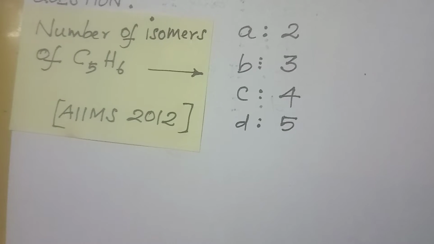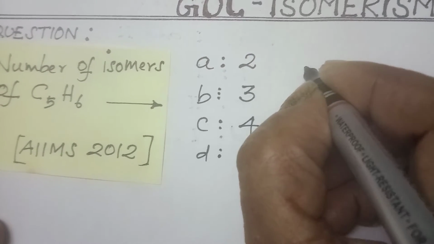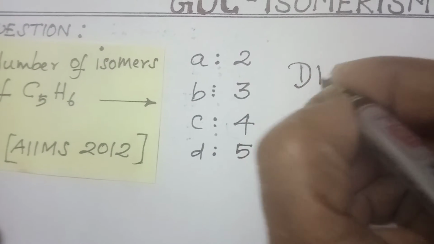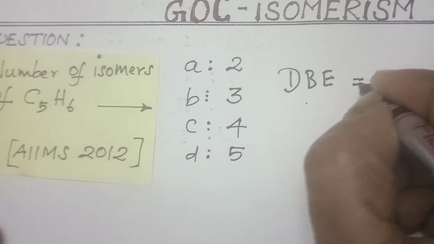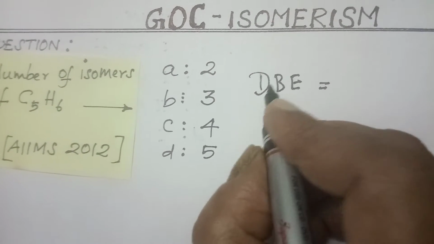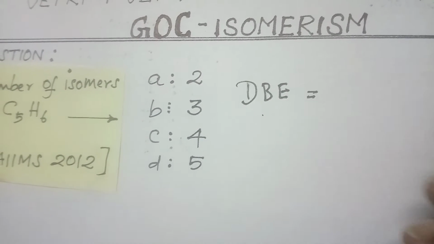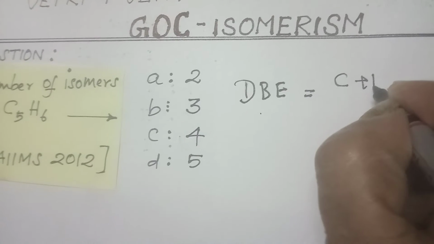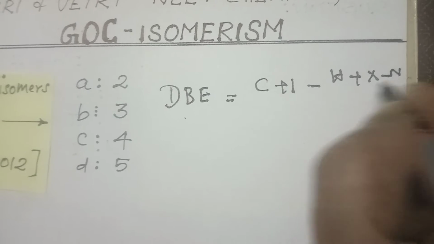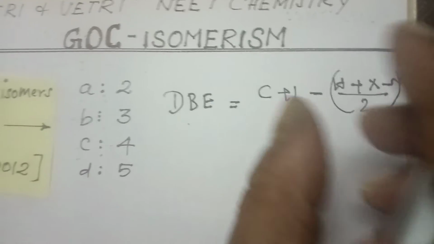The question is like this: first you have to find out the degree of unsaturation, which we can also call the double bond equivalence or degree of double bond. The formula is number of carbon atoms plus 1 minus (number of hydrogen plus number of halogen minus number of nitrogen) divided by 2. This is in the bracket. So this is to find out the degree of unsaturation.